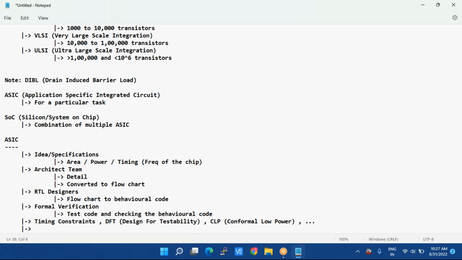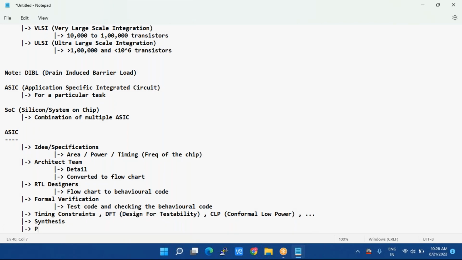Coming next is your back end flow. That's where your technology dependent designs will be started. You will be starting with respect to your technology dependent designs, and you will start optimizing your designs. Now the next part is synthesis and PNR, sorry, floor plan.